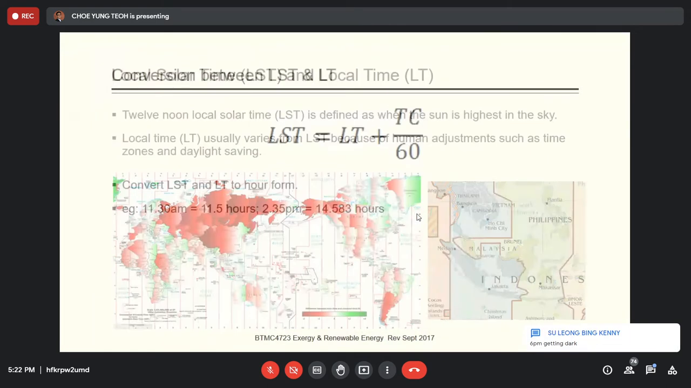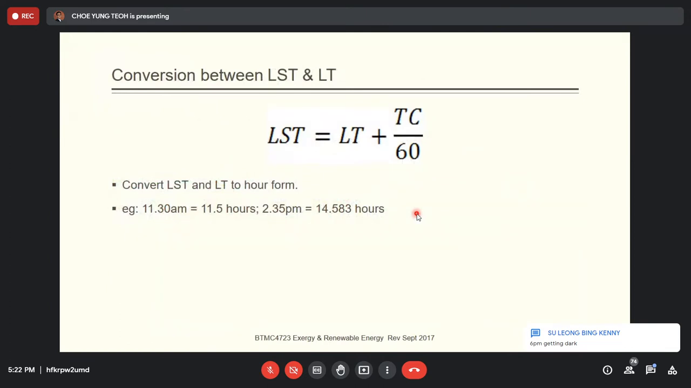Okay, so let's do... Kenny, 6 p.m. getting dark, yes, 1 hour plus compared to Peninsula Malaysia. That's quite a lot.